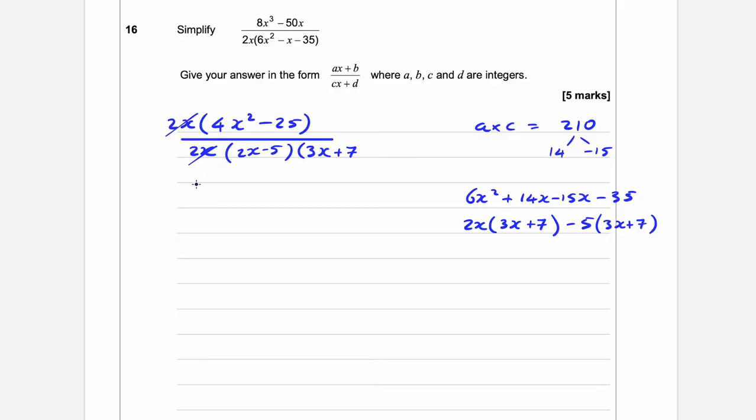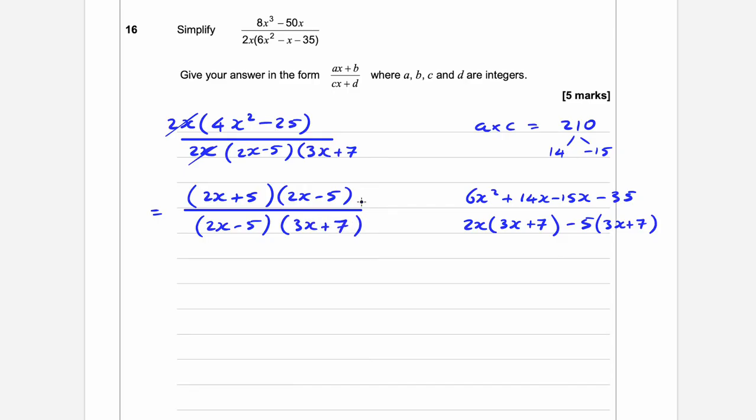Then factorize the top. This becomes 2x plus 5 times 2x minus 5. That's the difference of two squares, guys. 2x plus 5, 2x minus 5. The square root of 4x squared is 2x. The square root of 25 is 5. Divided by this, you can see now, guys, how I knew I made a mistake, because this is going to cancel nicely. That's 2x minus 5, 3x plus 7. Get rid of that. These cancel, and I'm left with 2x plus 5 over 3x plus 7.